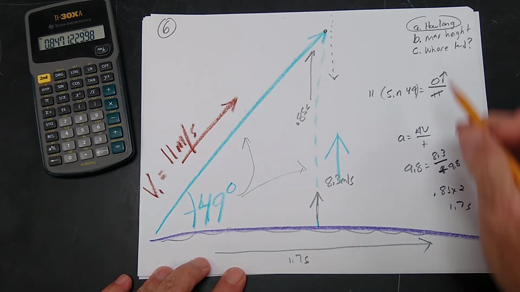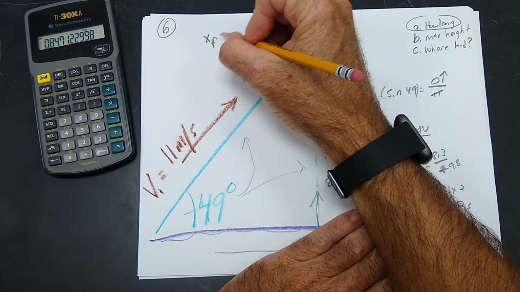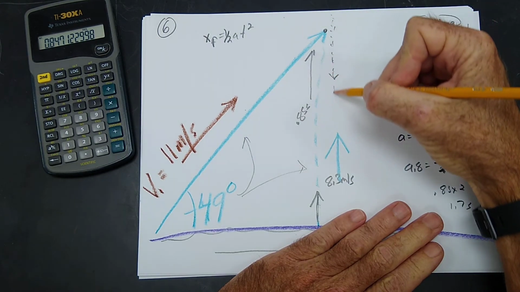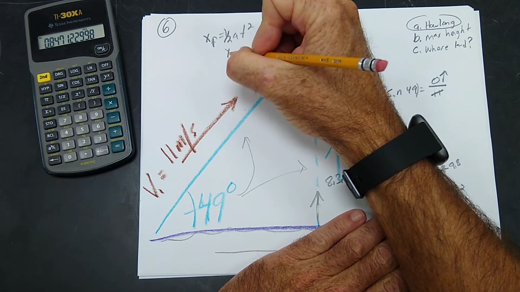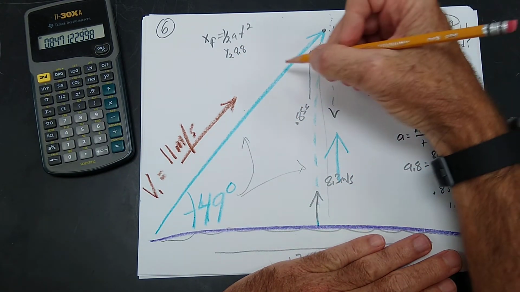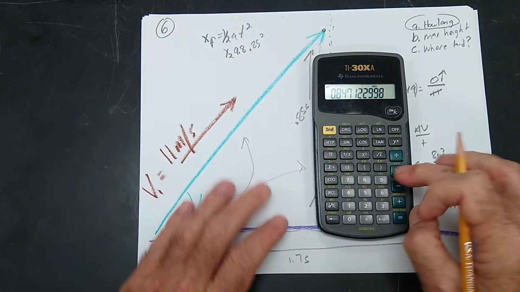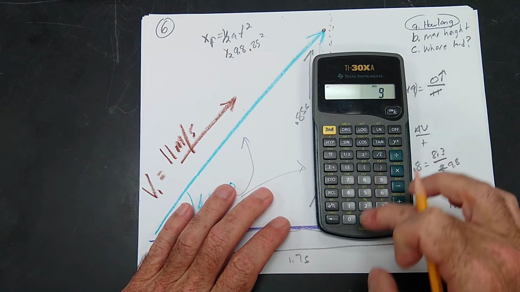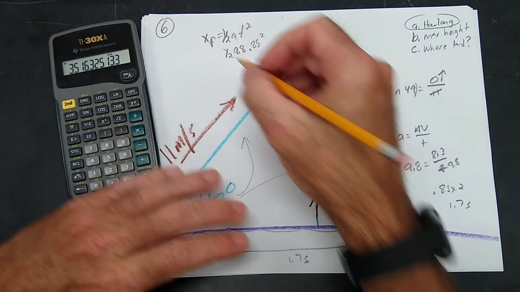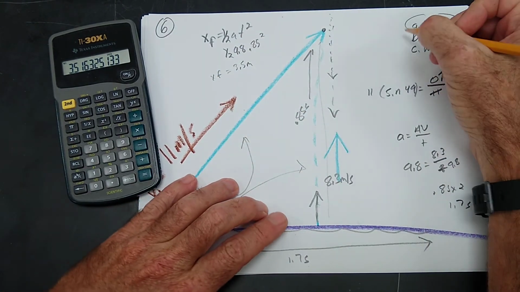All right? What's its maximum height? That's easy. We're going to use the shortcut formula: XF equals 1/2 A T squared. We know the acceleration down here is gravity. So 1/2 times 9.8, and the time it takes us to go up is 0.85 seconds squared. So 0.85 squared times 9.8 divided by 2 equals 3.5 meters. 3.5 meters is our maximum height.